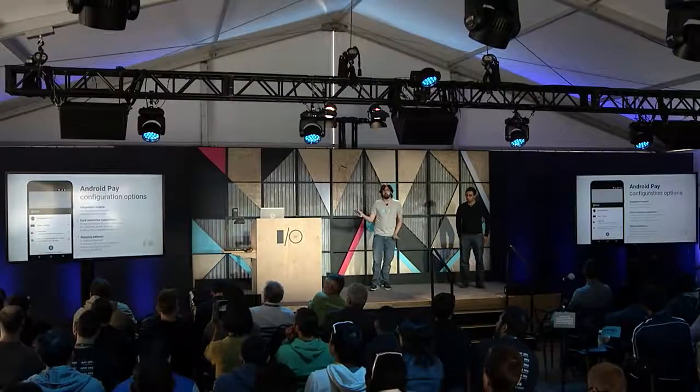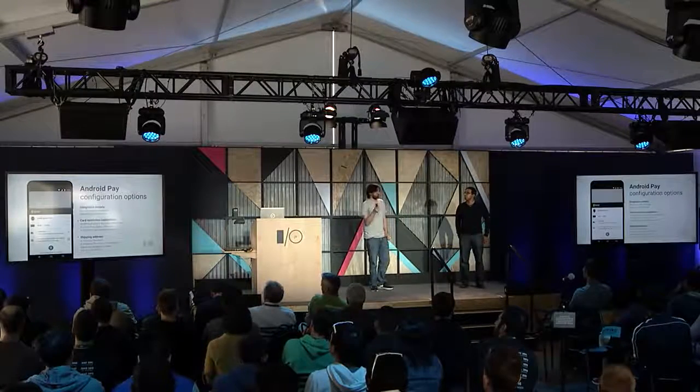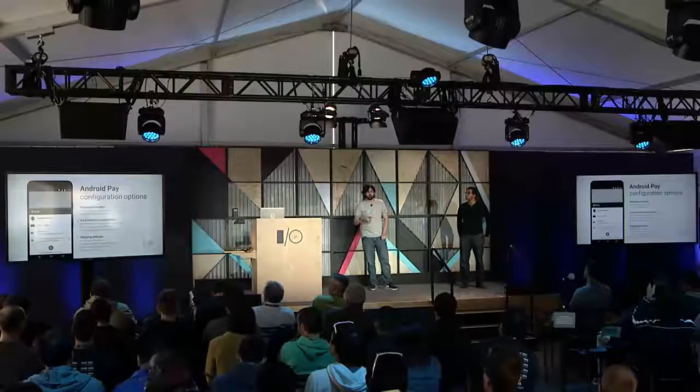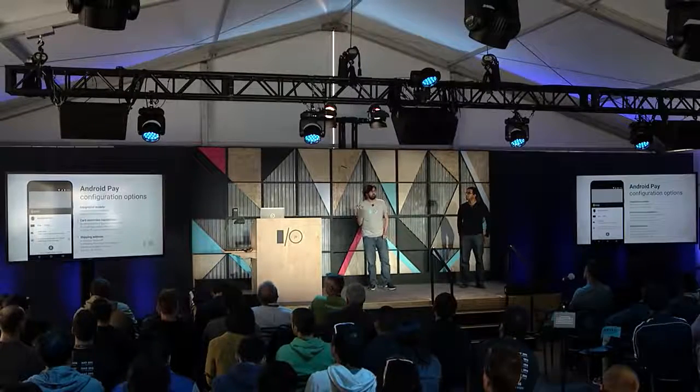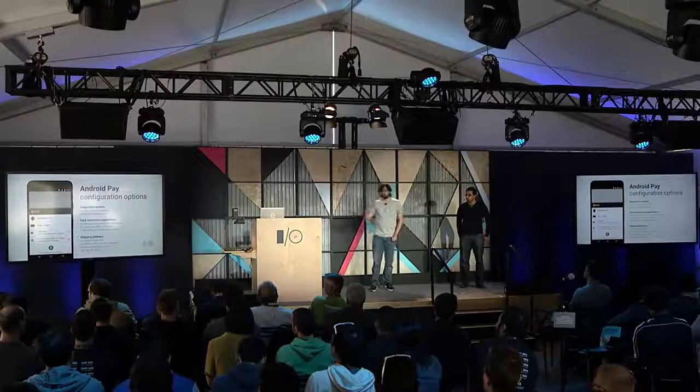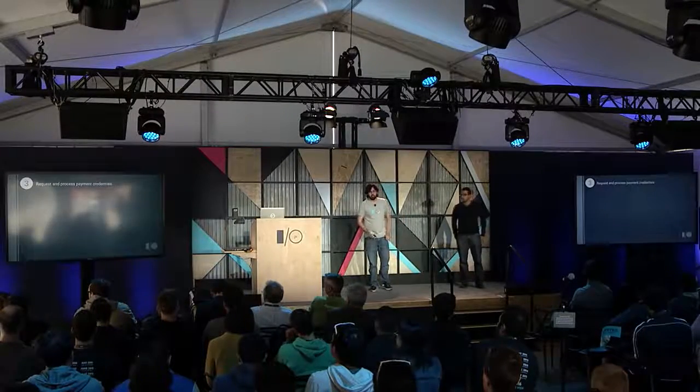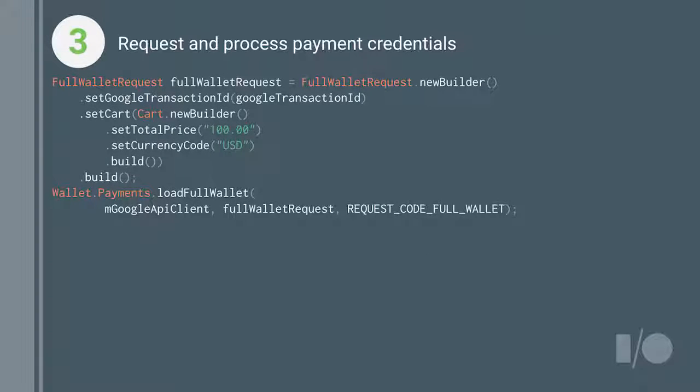OK, now let's just recap. The user has seen the Android Pay button. They have clicked on it. They have selected a card and a shipping address. And they are finally ready to commit and finish the purchase. So what's the next step? It's actually to charge the user. And to do that, you need to request a payment credential from us. And to do that, you call our last API, called Full Wallet.